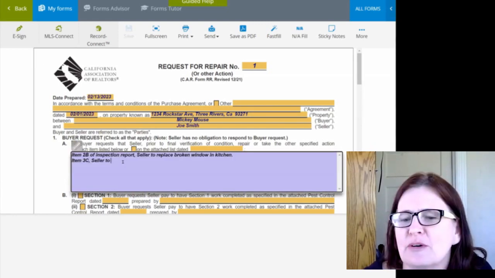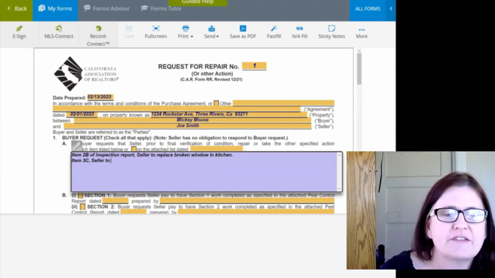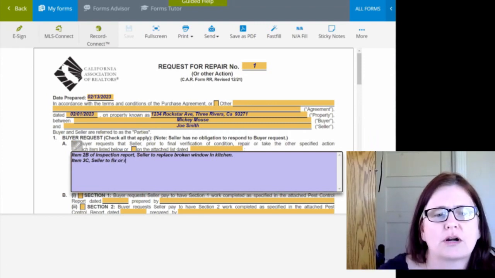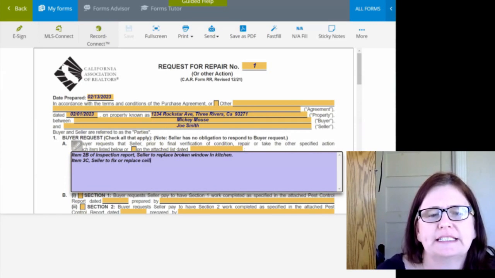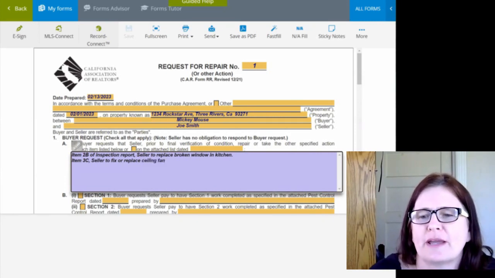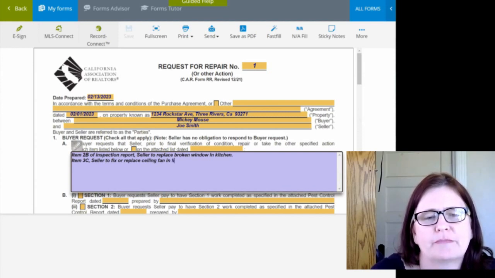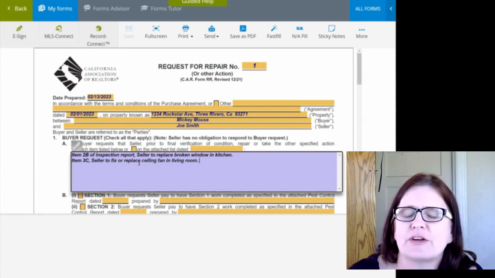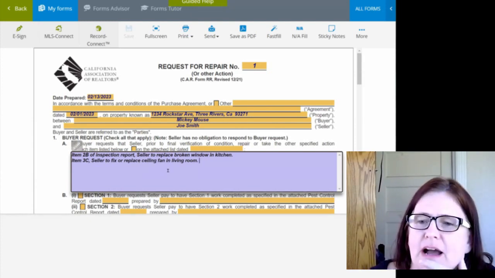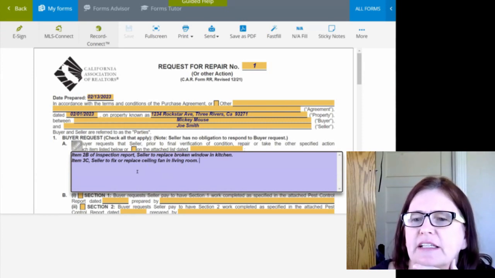Okay, so Maria said seller 2, fix or replace ceiling fan. You can ignore my misspelling. Ceiling fan in living room, right? Okay. Can you guys see something that might be a potential issue when I put fix or replace ceiling fan in living room?